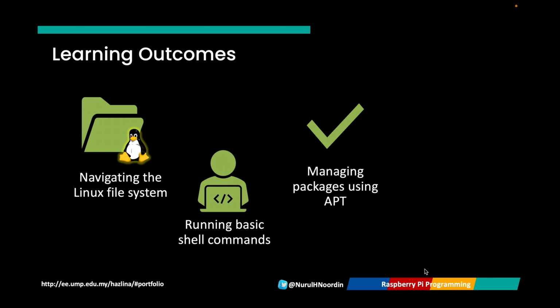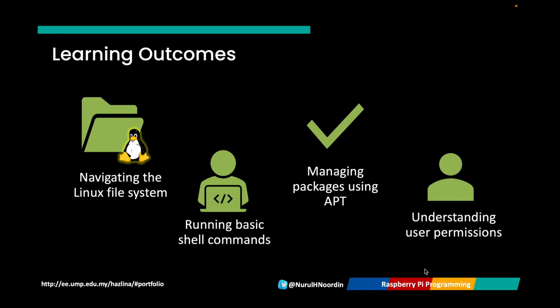Next, you will also learn how to install and manage software packages using APT, the package management system in Raspberry Pi OS. This will enable you to install new applications, update software, and manage dependencies effortlessly. Lastly, you will gain an understanding of user permissions and learn how to control access to files and directories. This is a key security feature in Linux that ensures only authorized users can modify and execute specific files. With these skills, you will be equipped to operate the Raspberry Pi efficiently using the command line interface.